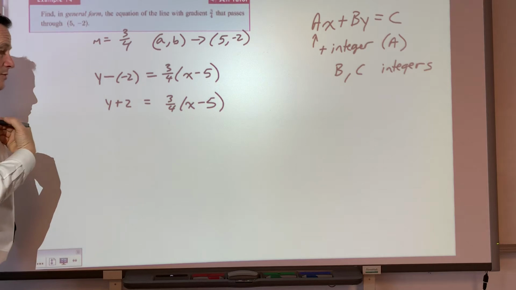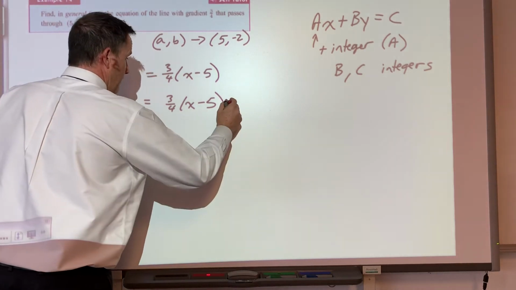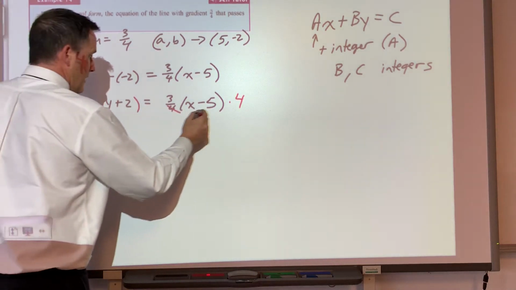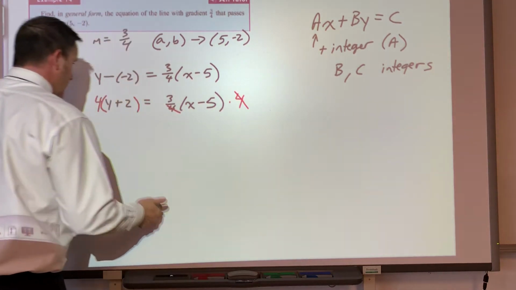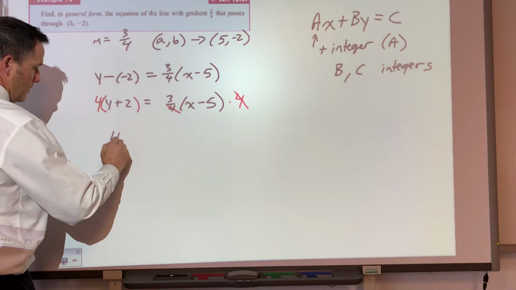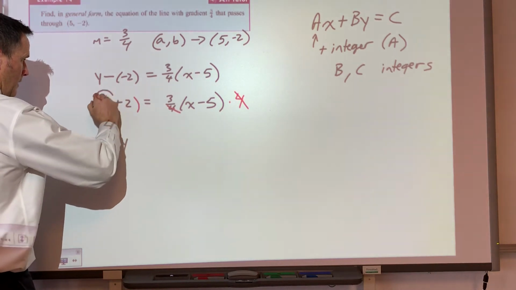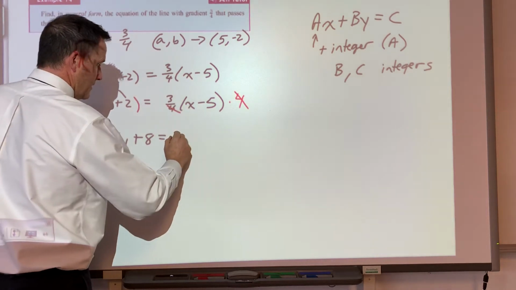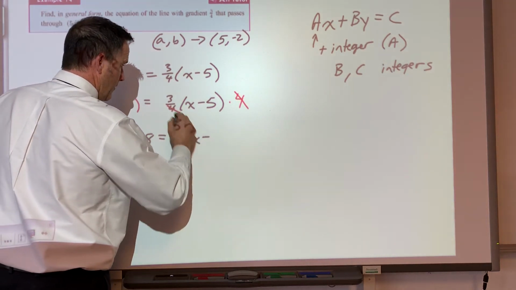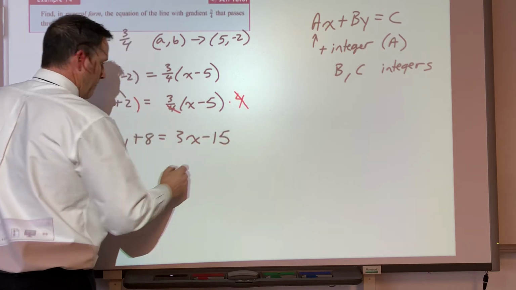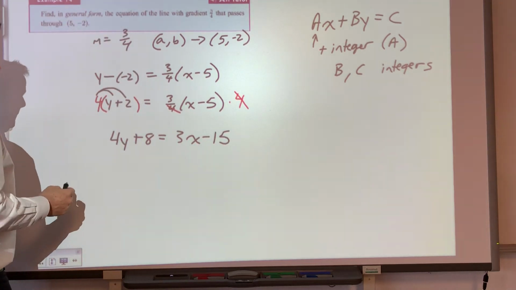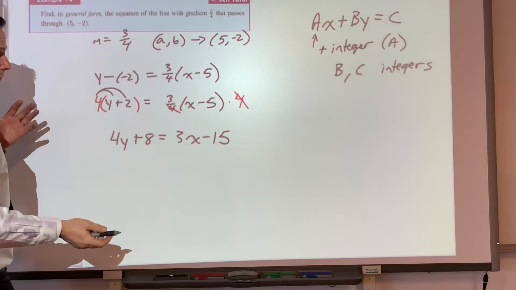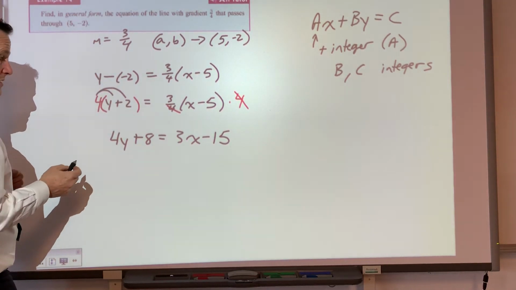Now what I'm going to do is multiply both sides by 4, because that's going to cancel those 4's out. So now I have 4 times y and 4 times 2. And on this side you get 3 times x and 3 times negative 5. You can do this whatever way. It has to be ax plus by equals c.